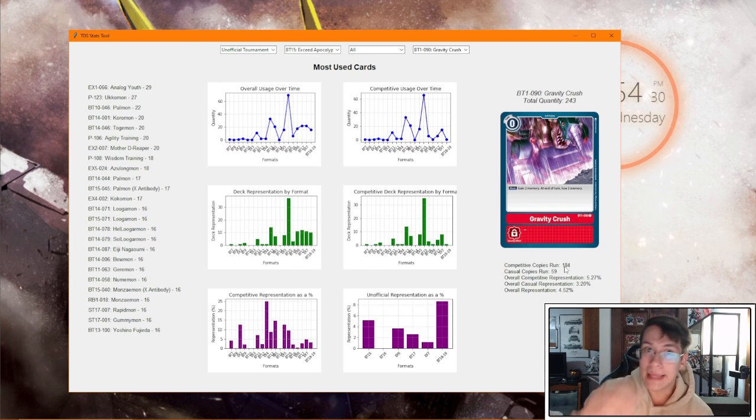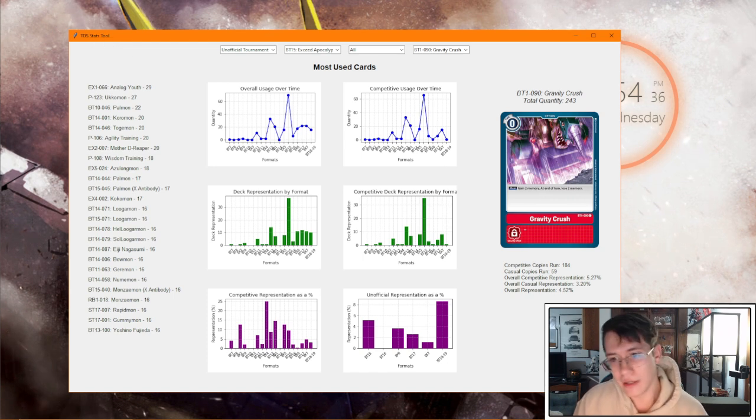So that's kind of the nitty gritty on this Tournament Digimon Stats tool. I'm calling it the TDS stats tool. You can see it in the corner there.